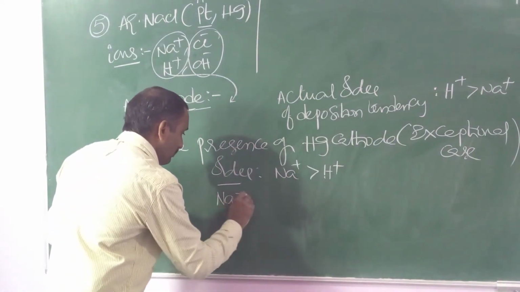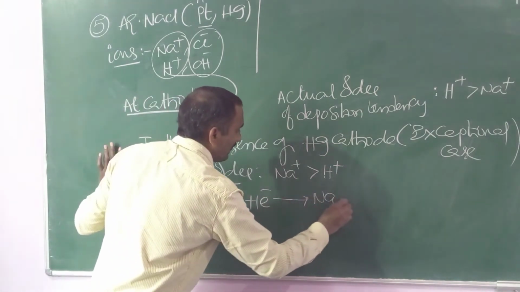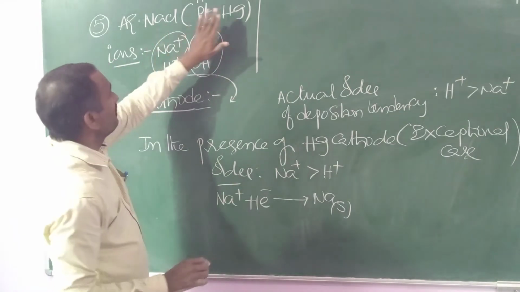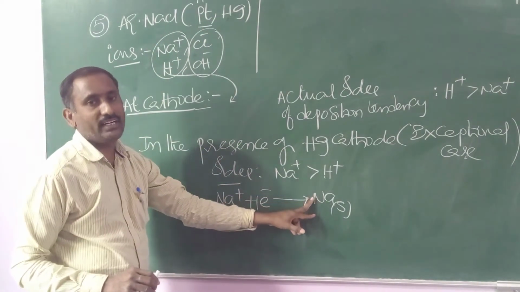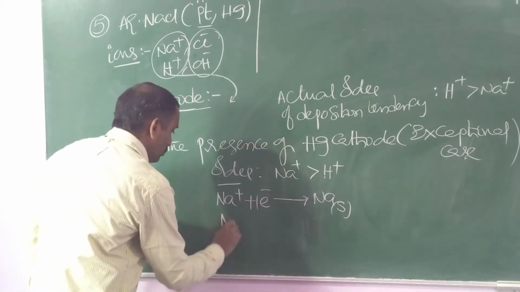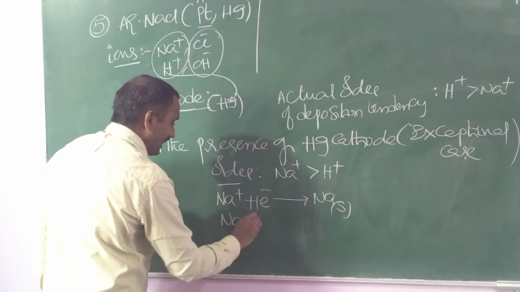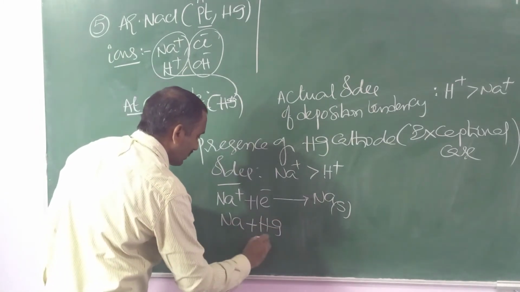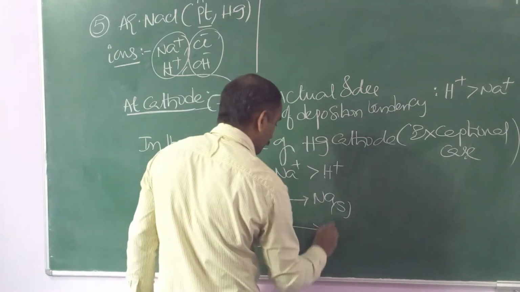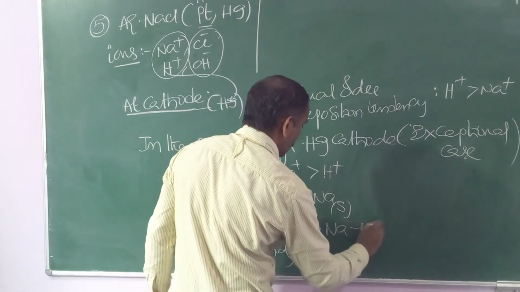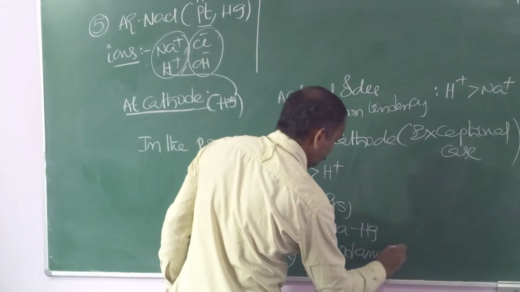Therefore, at the cathode, Na+ gains one electron and becomes solid sodium. Therefore, in the presence of mercury cathode, sodium is deposited. Again, the cathode is mercury, and sodium is highly reactive. It combines with the mercury cathode to form sodium amalgam, NaHg. Its name is sodium amalgam.